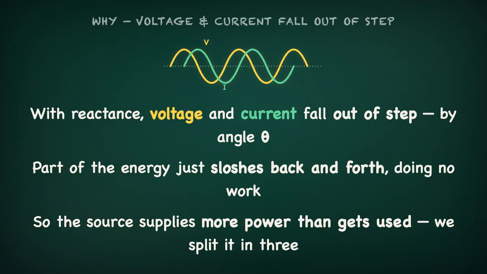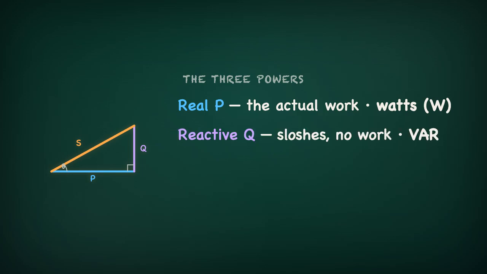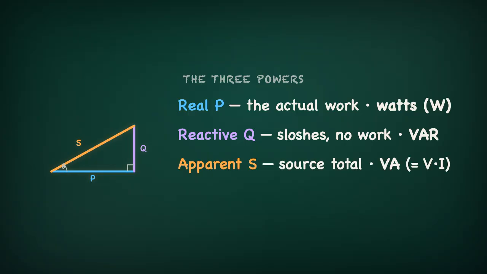First, real power, P, the actual work, heat, light, motion, measured in watts, and it's what the resistor uses. Second, reactive power, Q, the part that sloshes in and out of the coils and caps, doing no real work, measured in VAR. Third, apparent power, S, the total the source must supply, voltage times current, measured in VA, and these three form a right triangle, the power triangle.